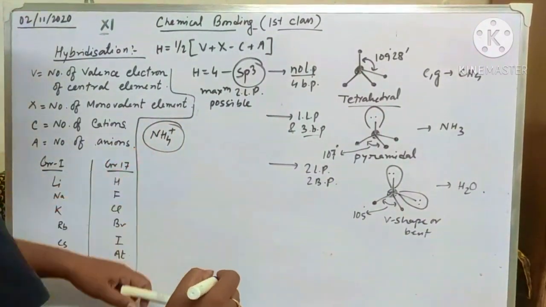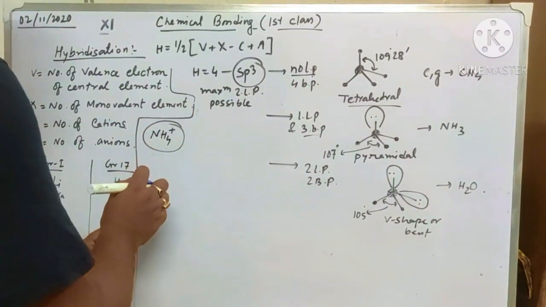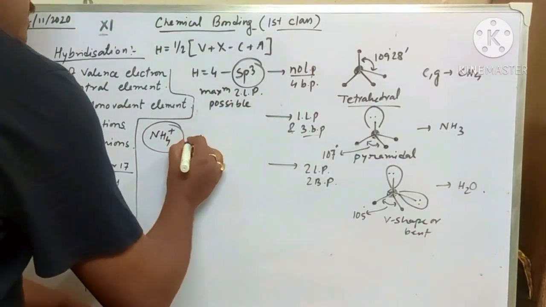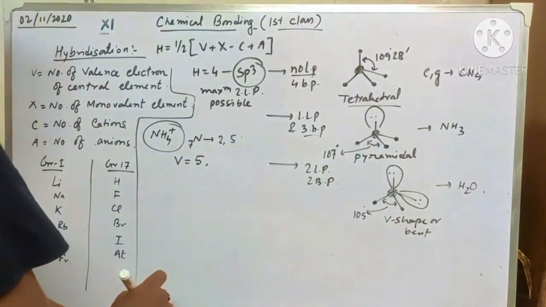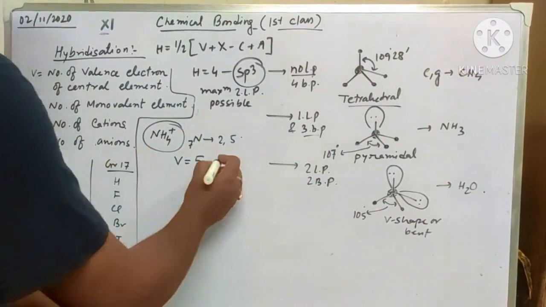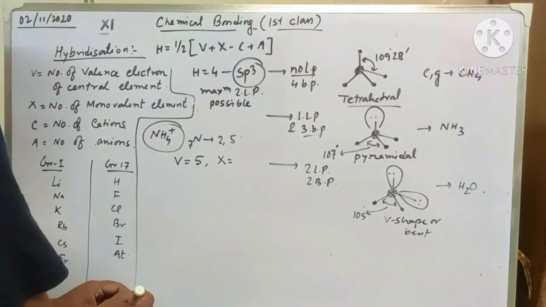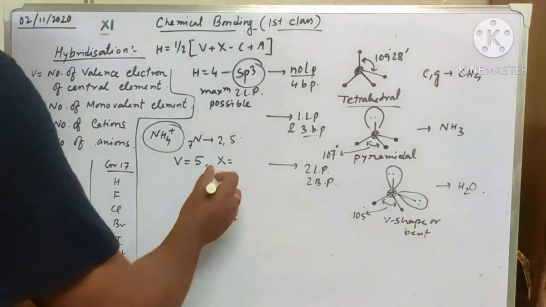In NH4+, nitrogen is the central element, as all the other elements are attached to the nitrogen atom. The atomic number of nitrogen is 7, so the number of valence electrons V is equal to 5. Nitrogen is combined with four hydrogen atoms. The value of X is the number of monovalent elements, so the value of X is 4.